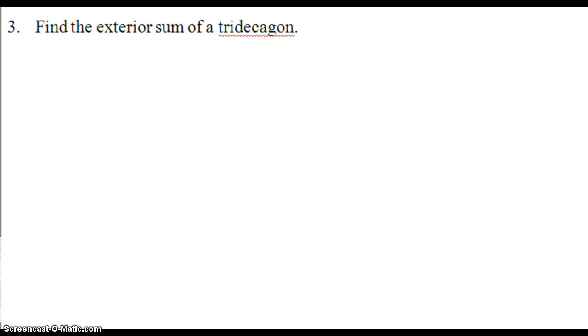Okay, number 3, the exterior sum of a tridecagon. Even if you're not sure what a tridecagon is, every polygon has an exterior sum of 360 degrees.